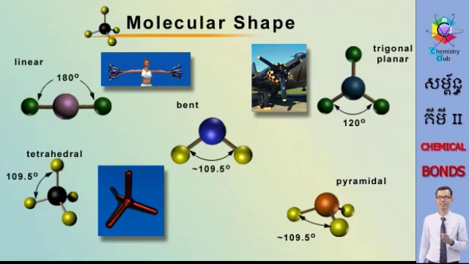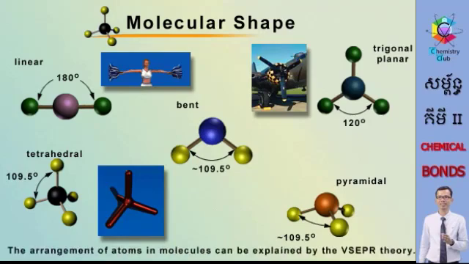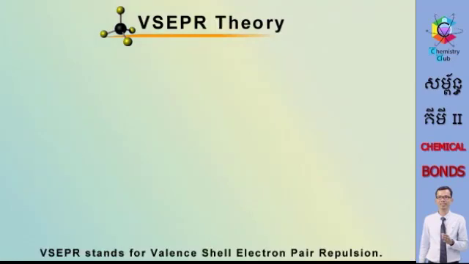As you will see, the reason that the atoms in the first three cases are as far apart as possible, and that the atoms in the last two cases are not, can be explained by a theory called the VSEPR Theory. VSEPR stands for Valence Shell Electron Pair Repulsion.